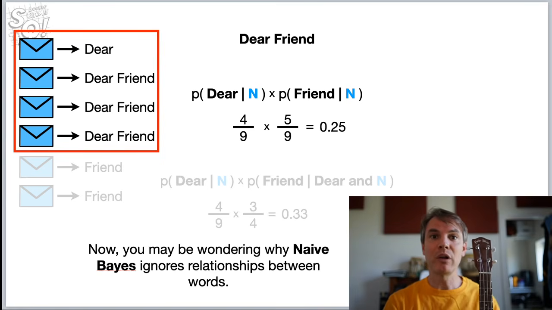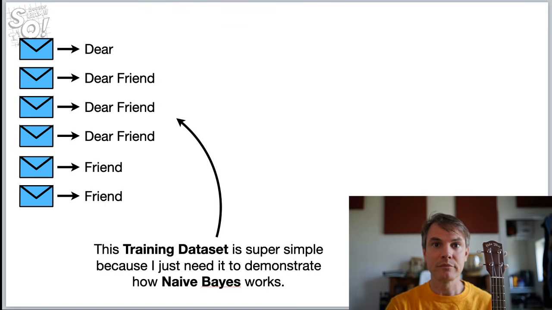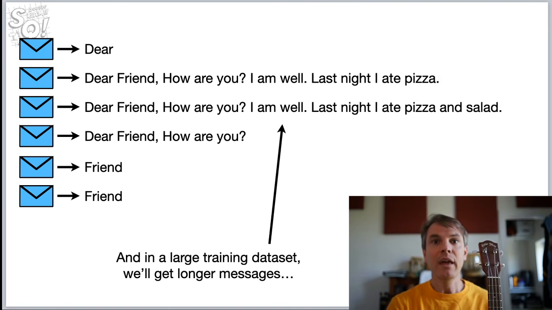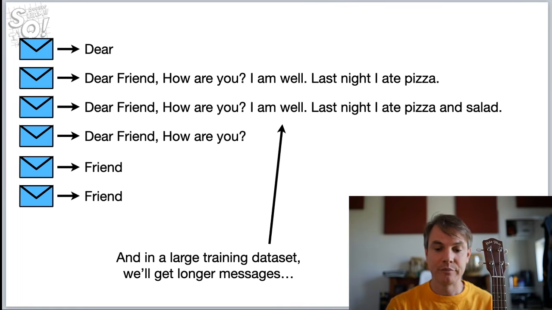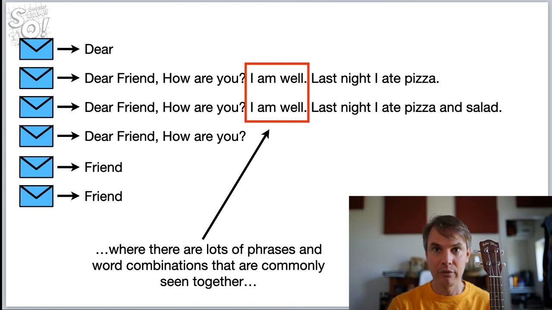Now, you may be wondering why naive Bayes ignores relationships between words. This training set is super simple because I just needed to demonstrate how naive Bayes works. However, in practice, a real training data set might have thousands, if not millions, of examples of normal messages. And in a large training data set, we'll get longer messages, where there are lots of phrases and word combinations that are commonly used together.